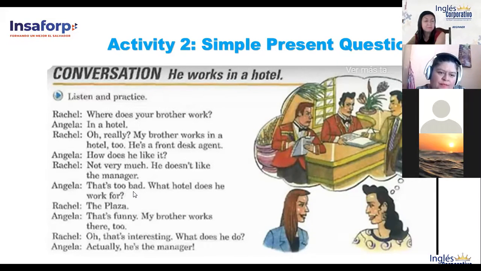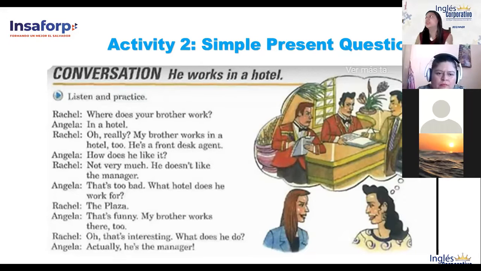En esa pregunta, what hotel no va primero, does? En este caso, es como la pregunta, what time, a qué horas, what time? O what color do you like? ¿Qué color, qué hotel, qué hora es? In this case, it's what hotel does he work for? ¿Para qué hotel trabaja él?